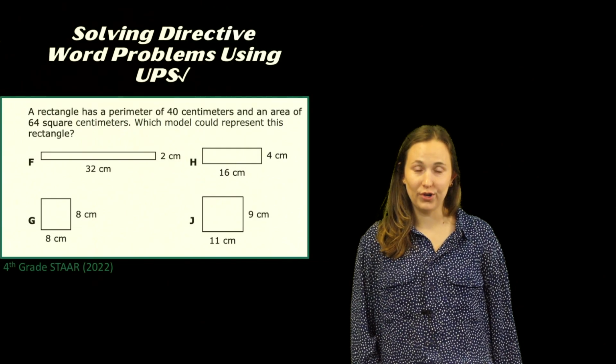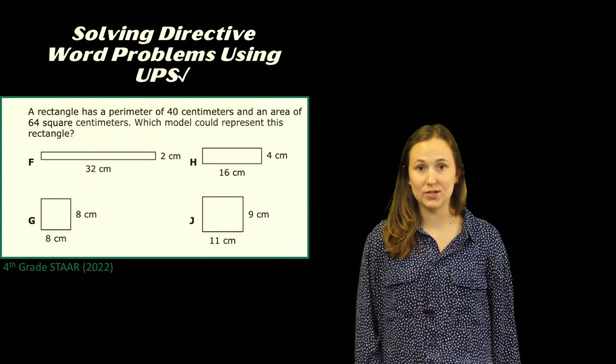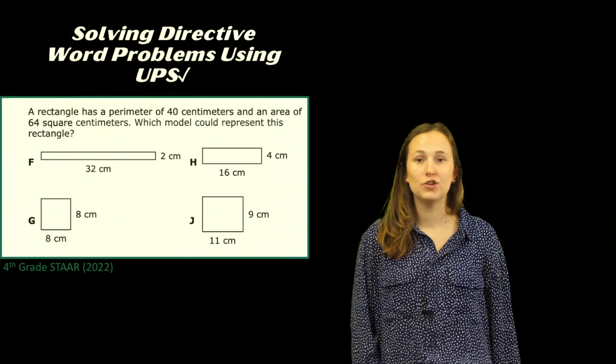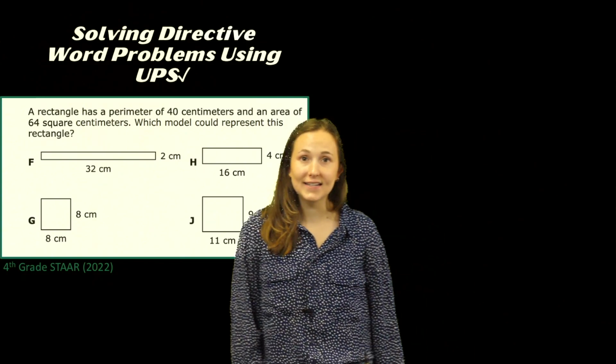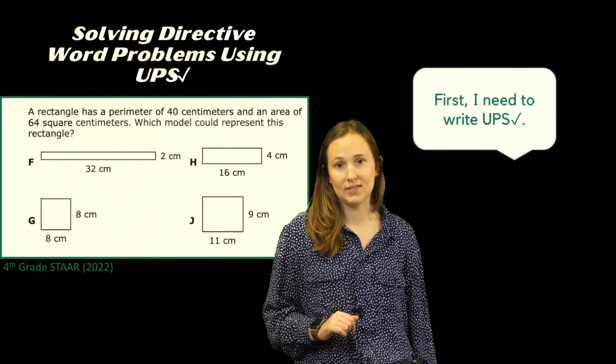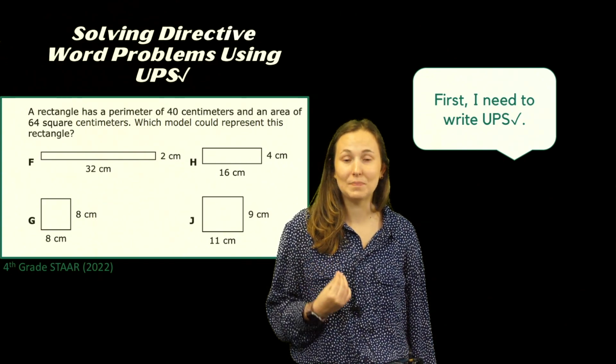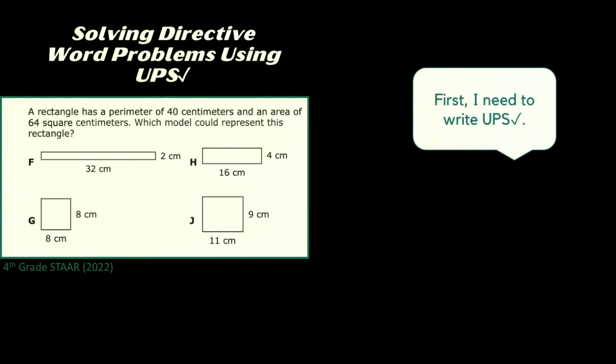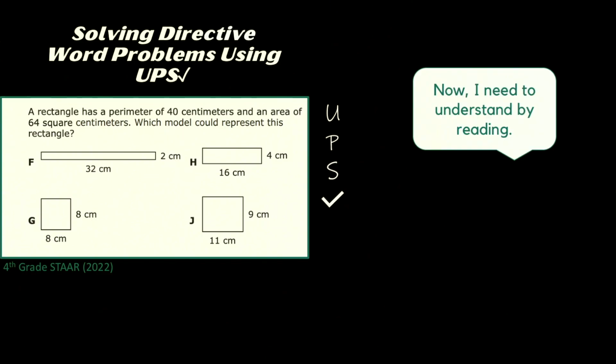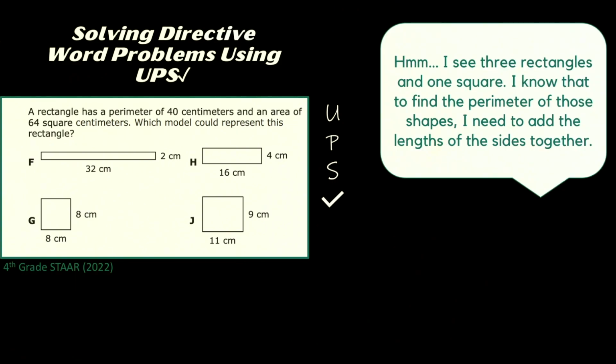Now I'm going to model for you how you might teach students to solve a directive word problem using our attack strategy, UPSCheck. And anytime you see a speech bubble like this, I will be modeling how you can use think alouds to make all of your thinking transparent to students. So you might start by saying to students, first, I need to write UPSCheck. Now I need to understand by reading. A rectangle has a perimeter of 40 centimeters and an area of 64 square centimeters. Which model could represent this rectangle?